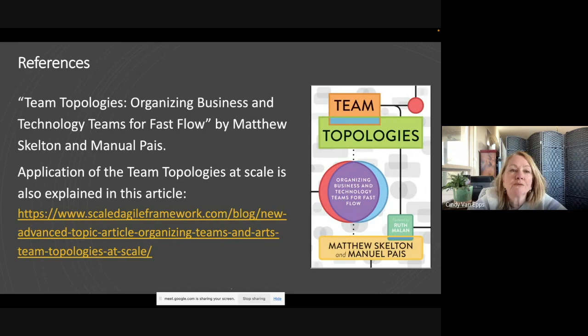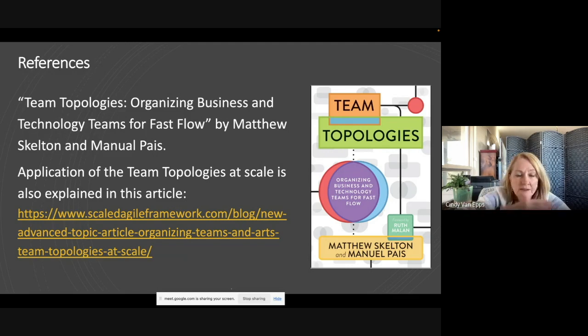Well, there's a great reference here. A few years ago, Team Topologies was the hot ticket. It was all anyone was talking about. And at that time, I did some analysis and read through this book and dissected every sentence, every concept, and said, how would I implement this? How would I advise my people adopting SAFe to do this?